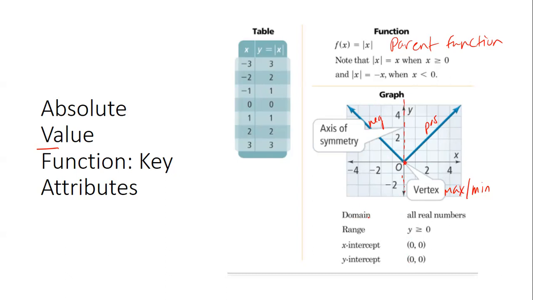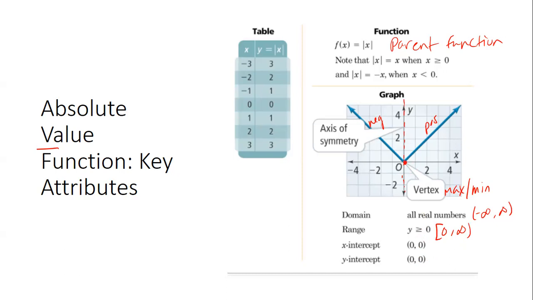Okay, your domain, because the graph goes forever to the left and forever to the right, our domain is all real numbers. That means we go from -infinity to +infinity, right? Our range depends on our y value. What is your lowest y value? Well, our lowest y value here is 0, right? And then it grows from there. So our range is y is greater than or equal to 0. We also can write that in interval notation, saying that we start at 0 and we continue to infinity. Your x and y intercepts are both at the origin, and that is the parent function.